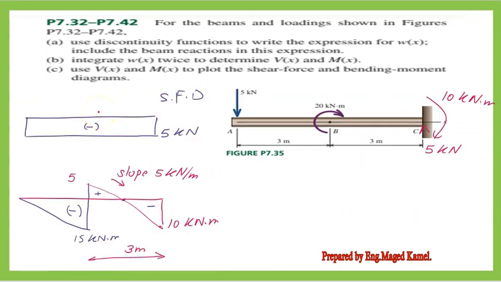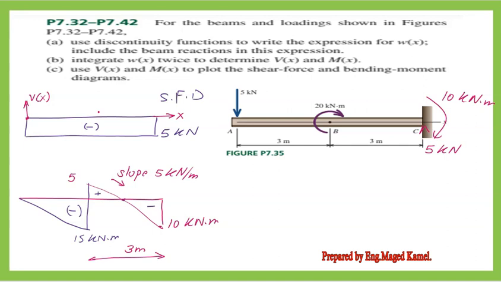In the next slide, from the information we have after the calculations, for the shear force diagram, we have negative shear starting from x equal to 0 to x equal to 6 with the value of minus 5 kilonewton. This is the datum line. We draw 5 kilonewton below the datum line.